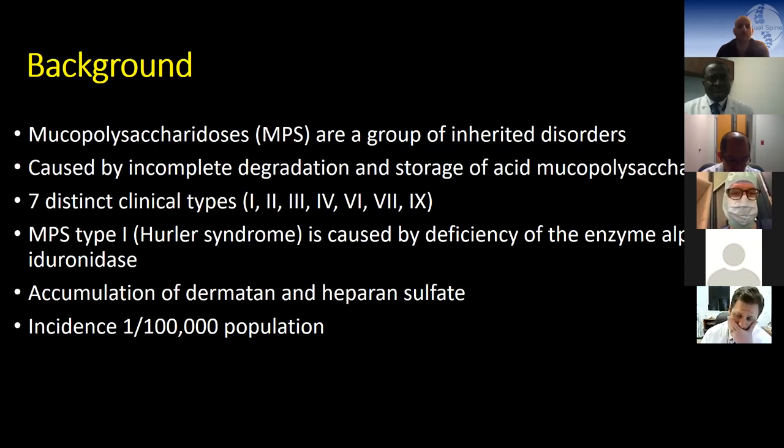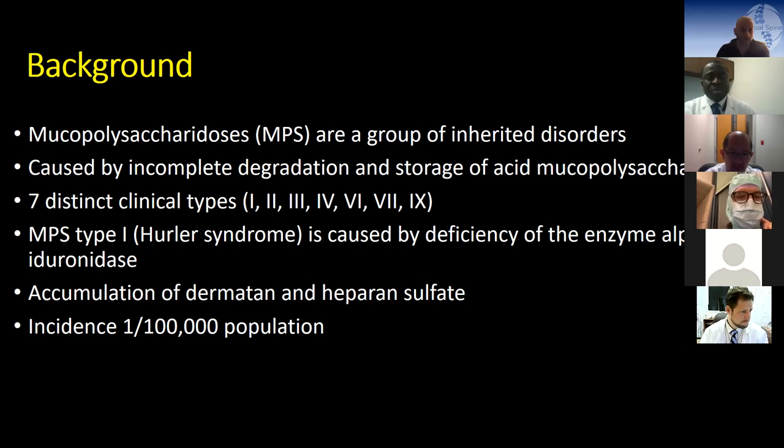Let me just provide some background, because most of us haven't thought about MPS syndrome since probably USMLE Step 1 days. So just to refresh our memory a bit: MPS are a group of inherited disorders caused by incomplete degradation and storage of acid mucopolysaccharides, or glycosaminoglycans. There are 7 distinct clinical types and several subtypes, but the main types are type 1 through 4, type 6, type 7, and type 9.